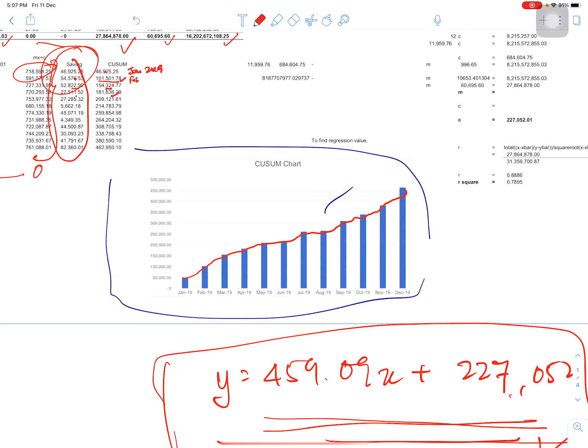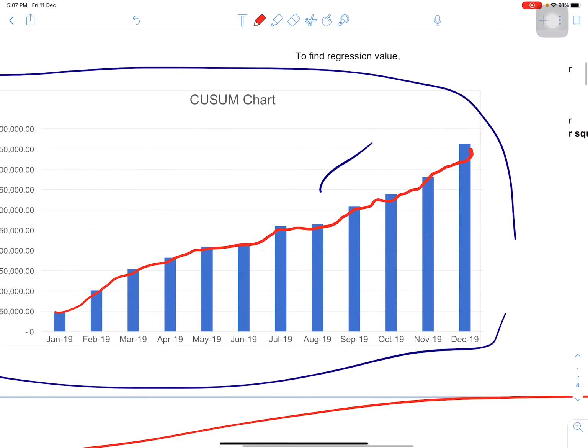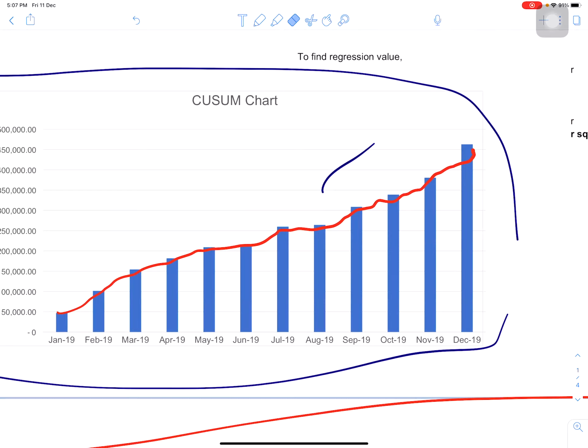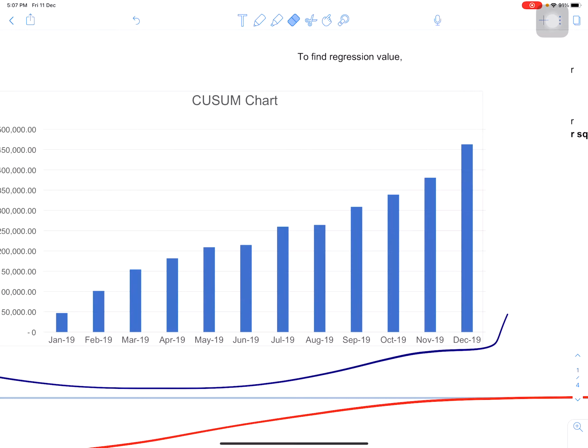Here, what you can see is that the graph is increasing. It is a sum. If you want to know the saving for a particular month, you have to deduct the current month minus the previous month, so you get the saving for that particular month.